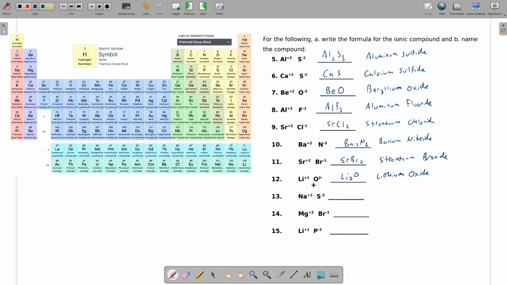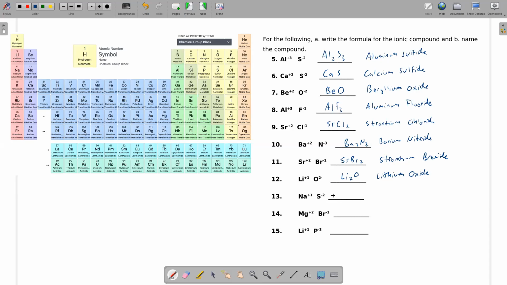Lithium oxide is an interesting compound. Speaking of space travel, it's actually used in space travel. Whenever you exhale, you breathe out carbon dioxide, and the carbon dioxide concentration can increase in a spaceship. So one way to remove carbon dioxide is to use lithium oxide. So lithium oxide is taken up in these canisters, and the lithium oxide reacts with carbon dioxide and removes the carbon dioxide from the air.